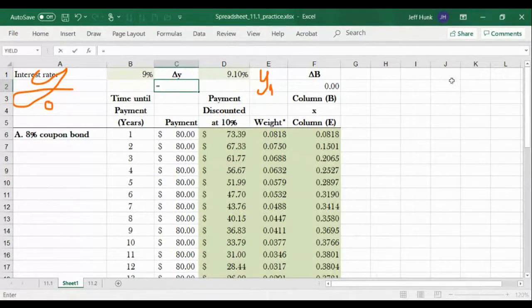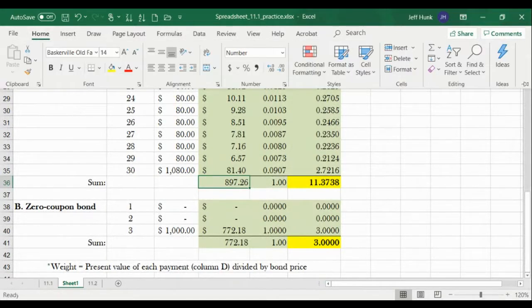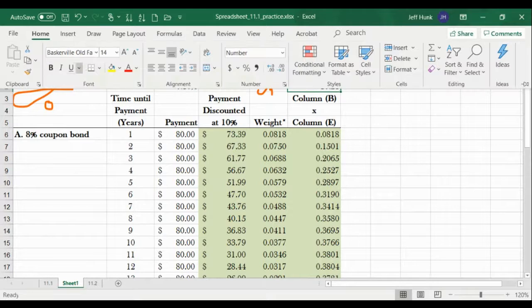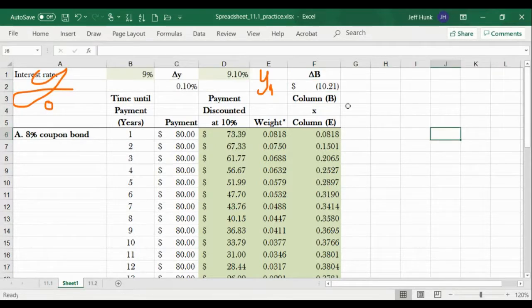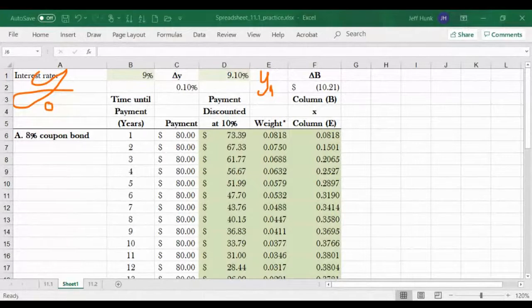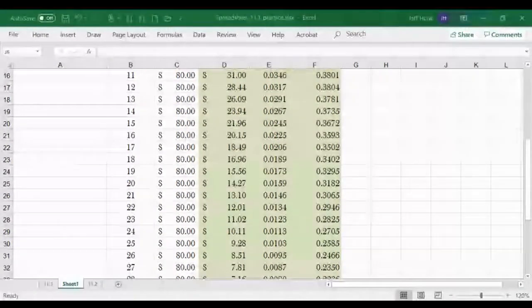There's nothing there, but as soon as I do this, right? I got, why is it? This is dollars, right? So it's going to go down by $10.21. But this is modified, $897.26. Why? Oh, it was modified. Yeah.